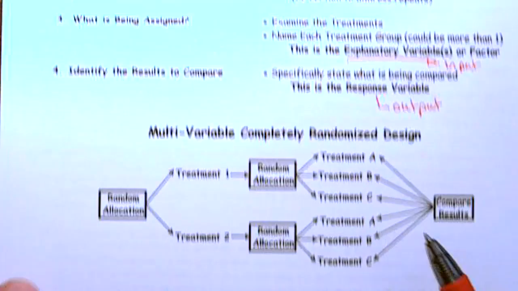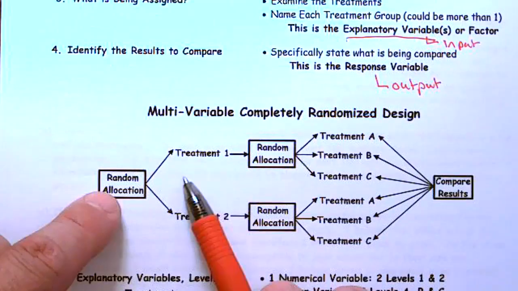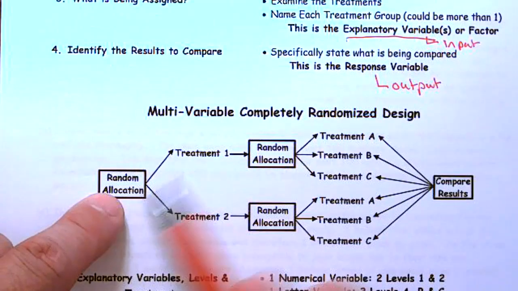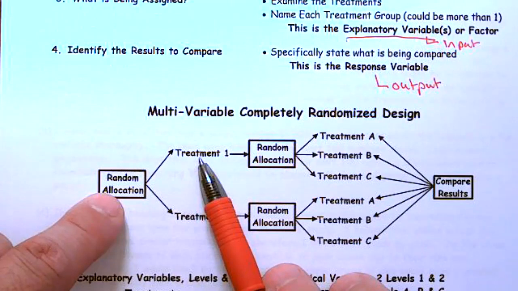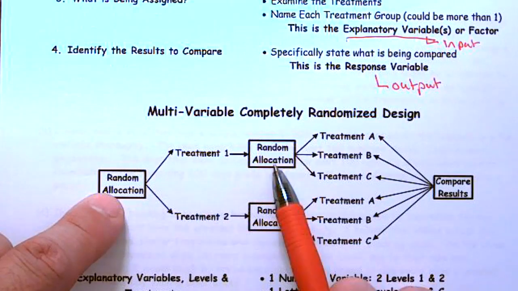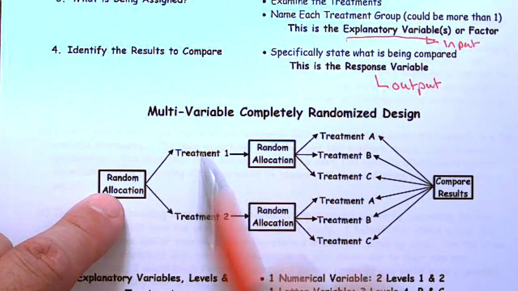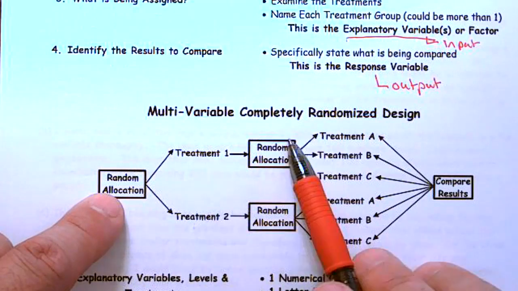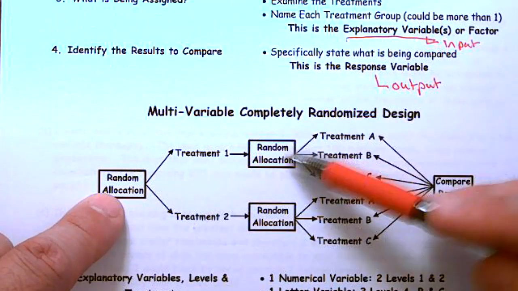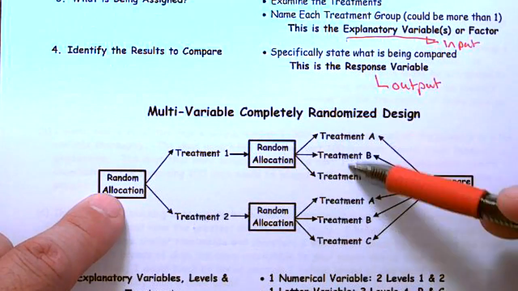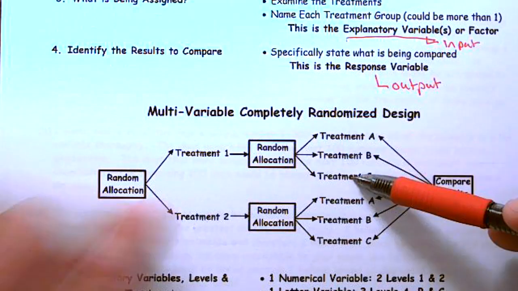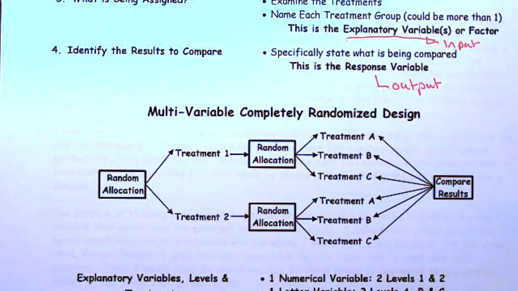I'm going to look at a 2 variable situation here. So with a multivariable design, here I'm randomly assigning to the first treatment. Then I randomly assign, and so here I have 1 treatment with 2 levels. Then I randomly assign to a second treatment, and this treatment has 1, 2, 3 levels. All right. And at the very end, we're going to compare our results.